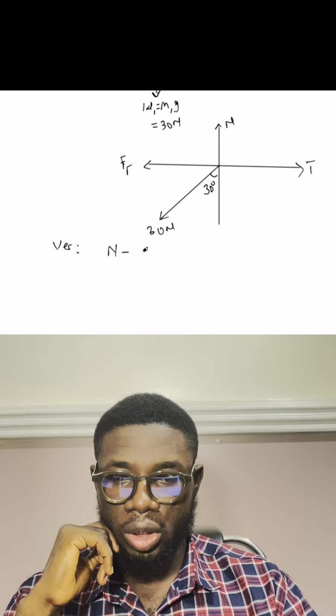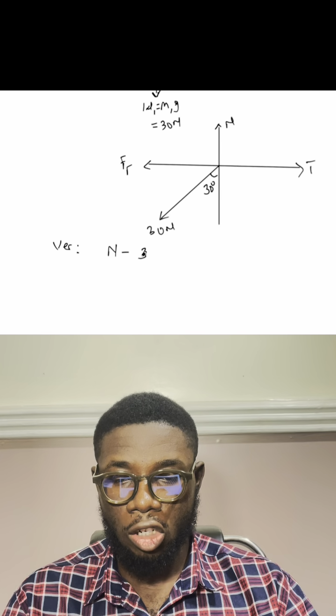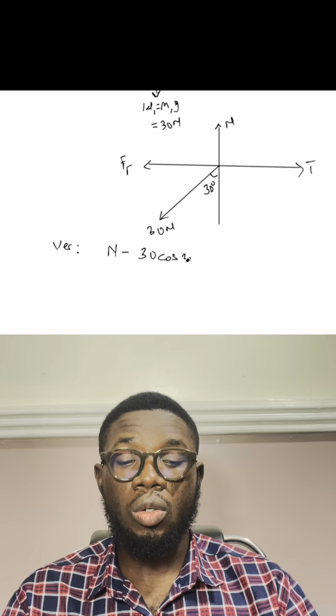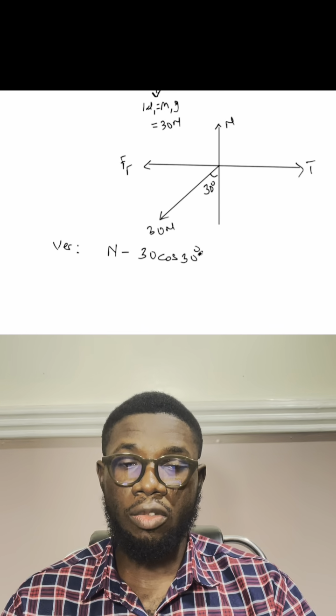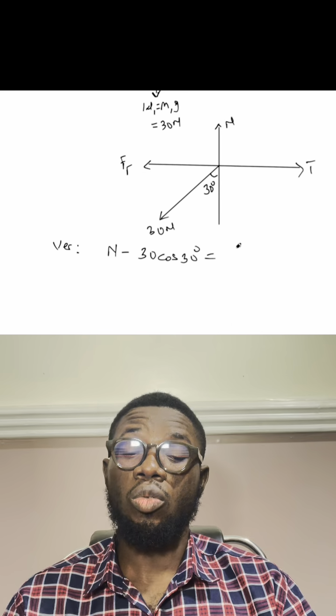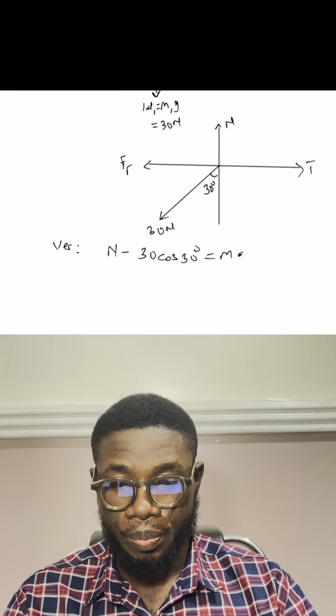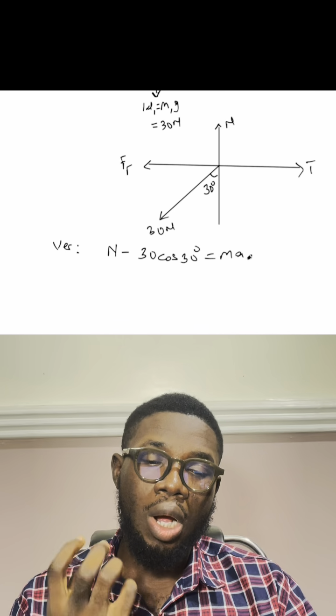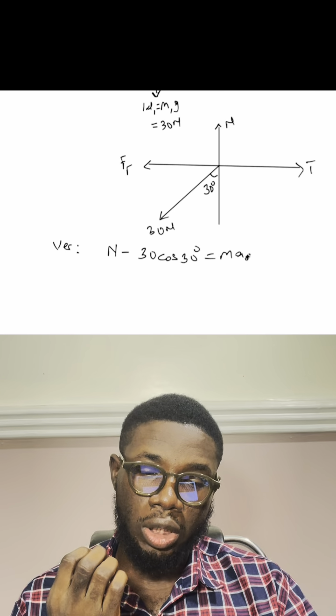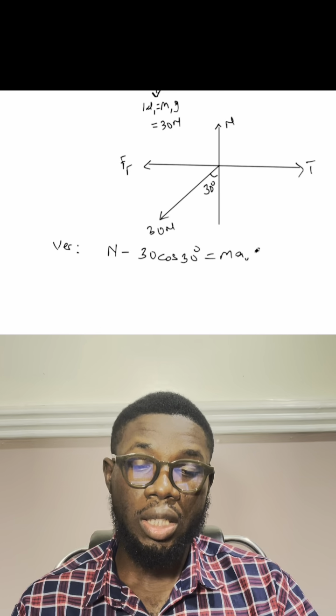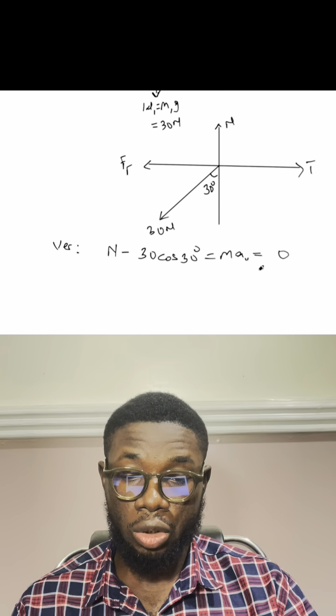Vertical. So I'm going to be using what? Cosine of 30 degrees. So that will be 30 newton cosine of 30 degrees. I'm done with vertical stuff. So it's still going to be equal to MA. But because there is no acceleration along the vertical component, acceleration is zero. So this is going to be equal to zero.